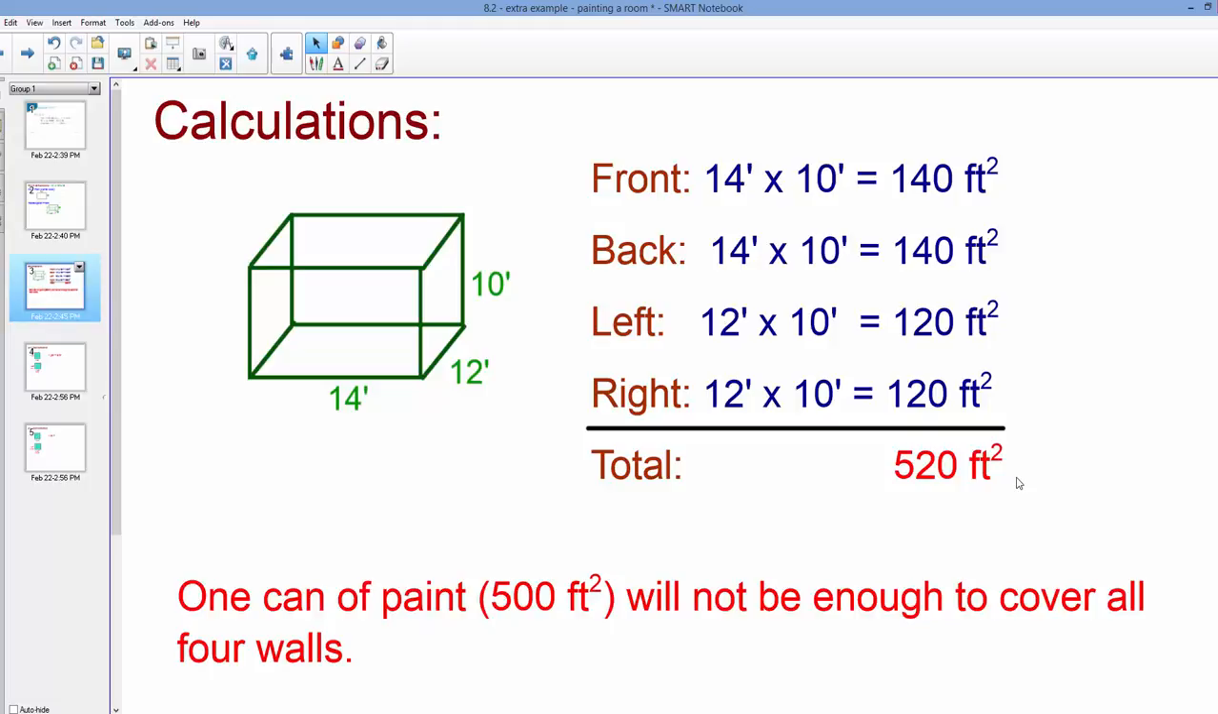So to answer the original question, is 1 can enough? In this case, 1 can of paint would not be enough to cover all 4 walls. We'd be 20 square feet short.